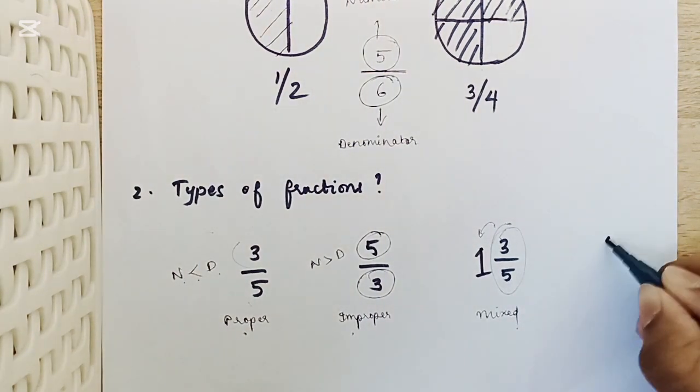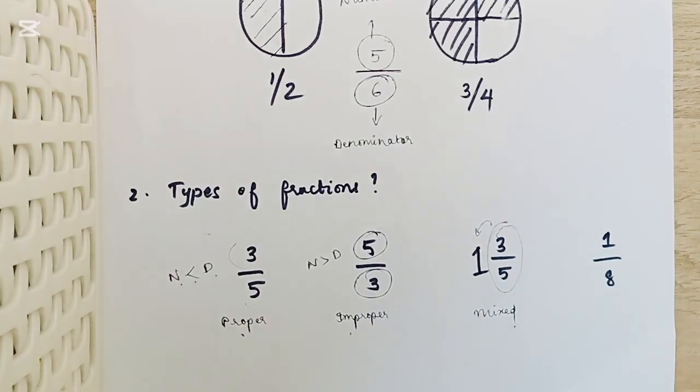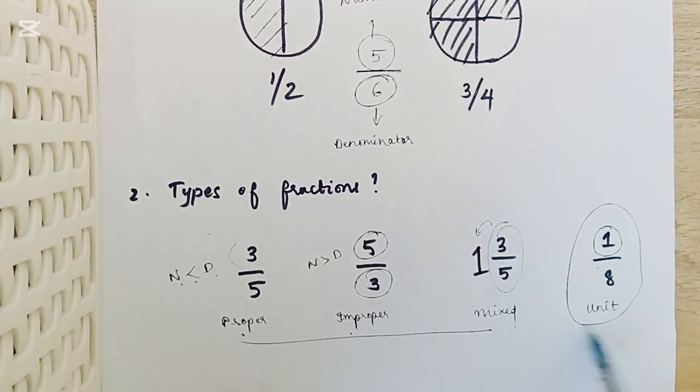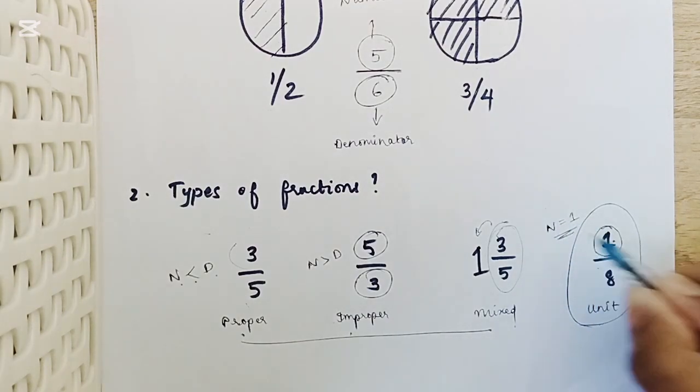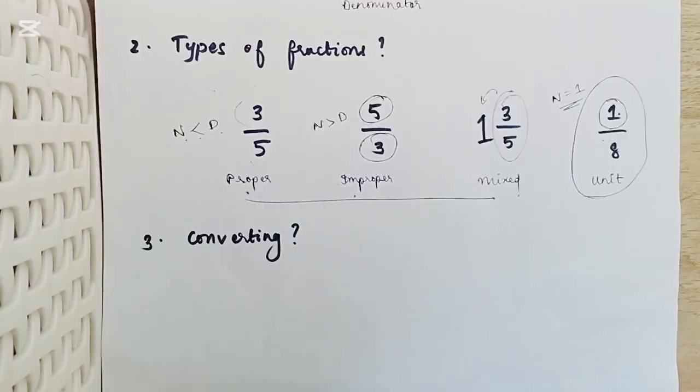There is also one more type of fraction. For example, 1 by 8. All fractions in which the numerator is 1 are called unit fractions. So these 3 are the important ones, and this is an extra fraction. Numerator is always equal to 1 in a unit fraction.